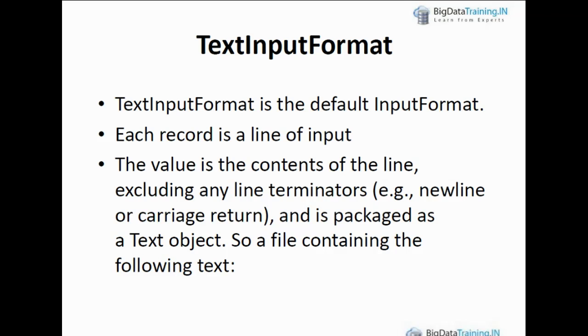When you say text input format, each record is a line of input. Every line would be considered a record, which means that the record would be used as the value of the key value pair. Let's understand how it is represented. The contents of the line would be terminated by a carriage return or a slash-n, which is nothing but a newline character. That is what we call a text object.